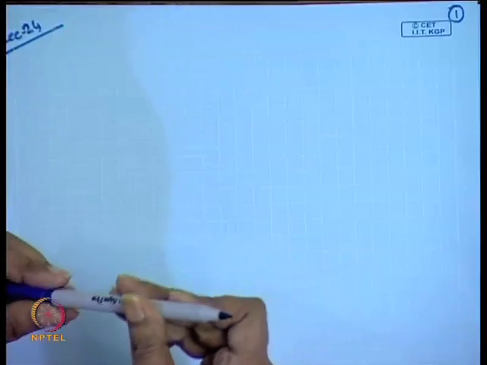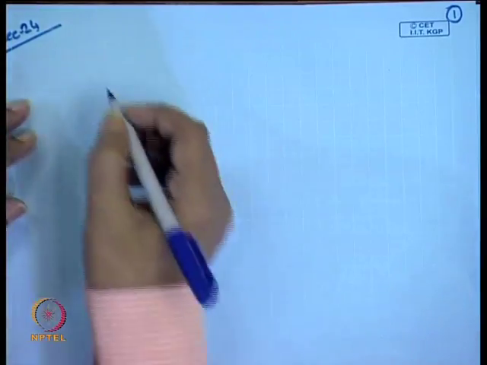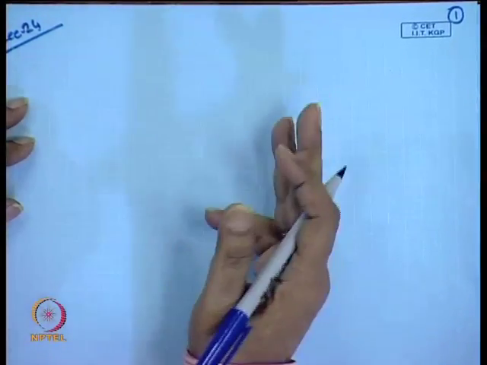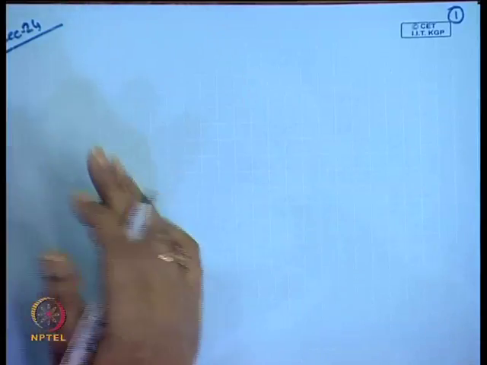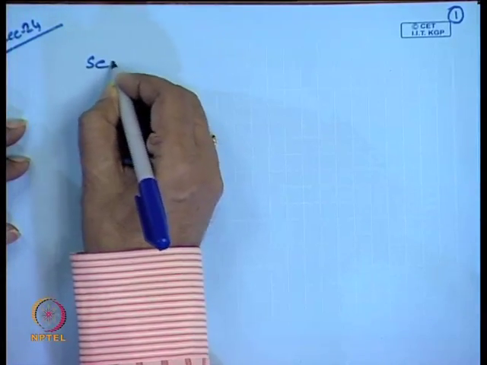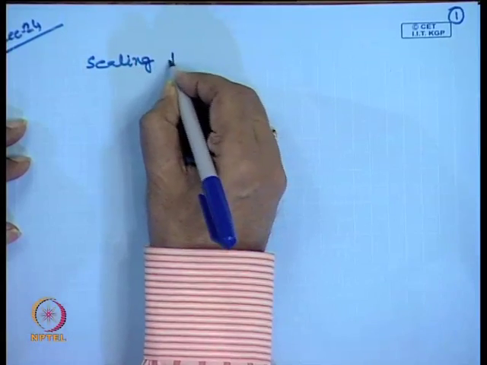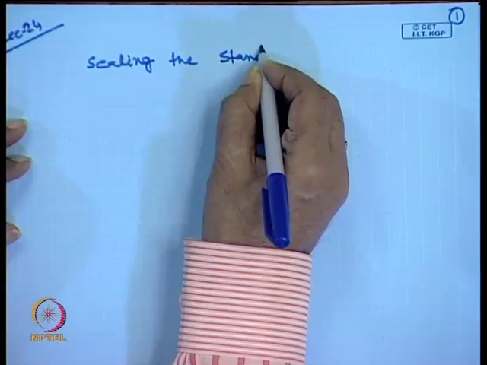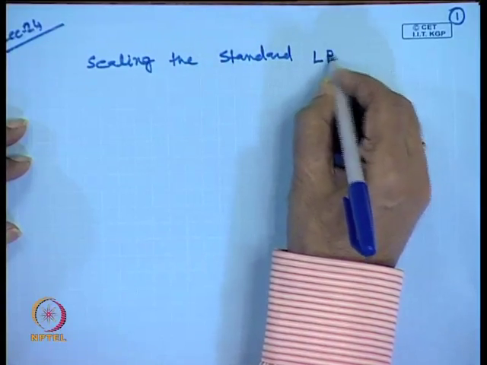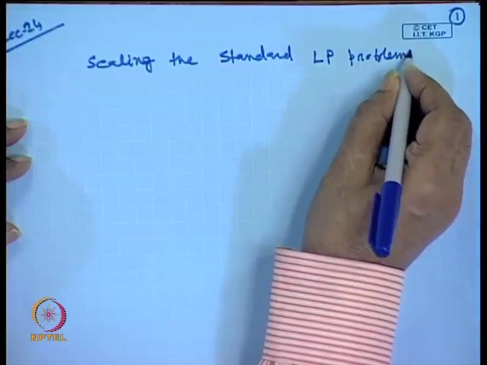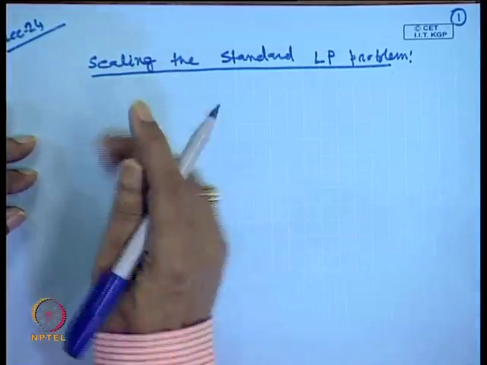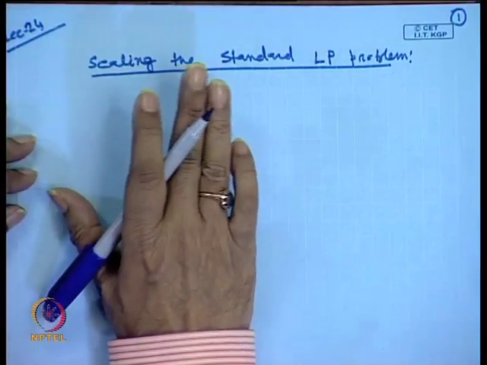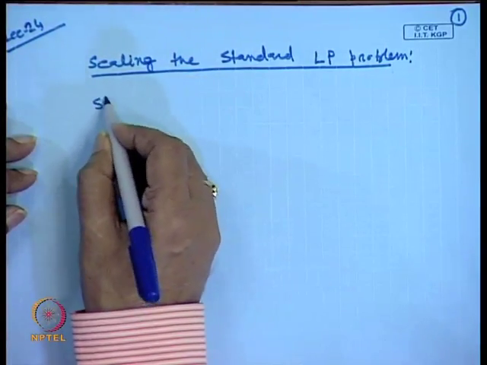First, we consider the scaling of a standard LP problem, and how to do it. In other words, after doing the scaling, how to select the transformation matrix in the new coordinate axes. So, the scaling of the standard LP problem. If you recollect, whatever LP problem is given, we have to convert it into a standard LP problem first.